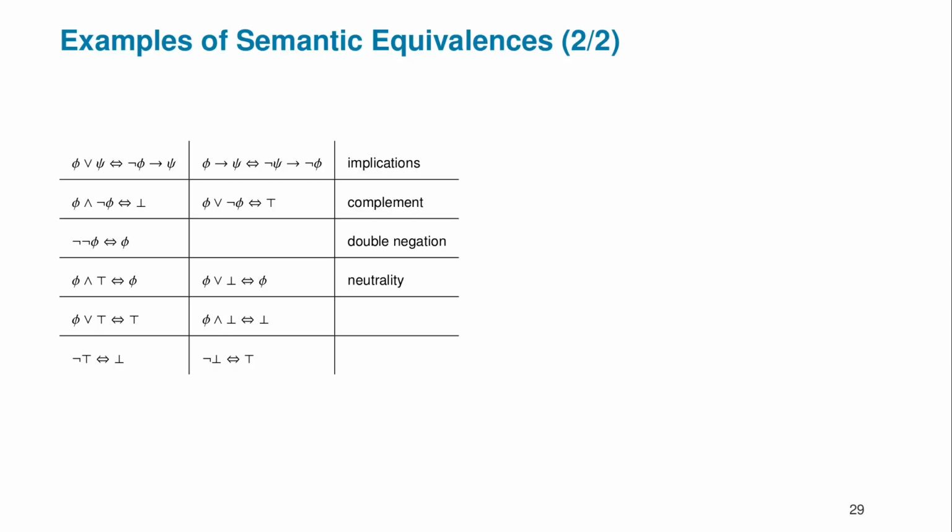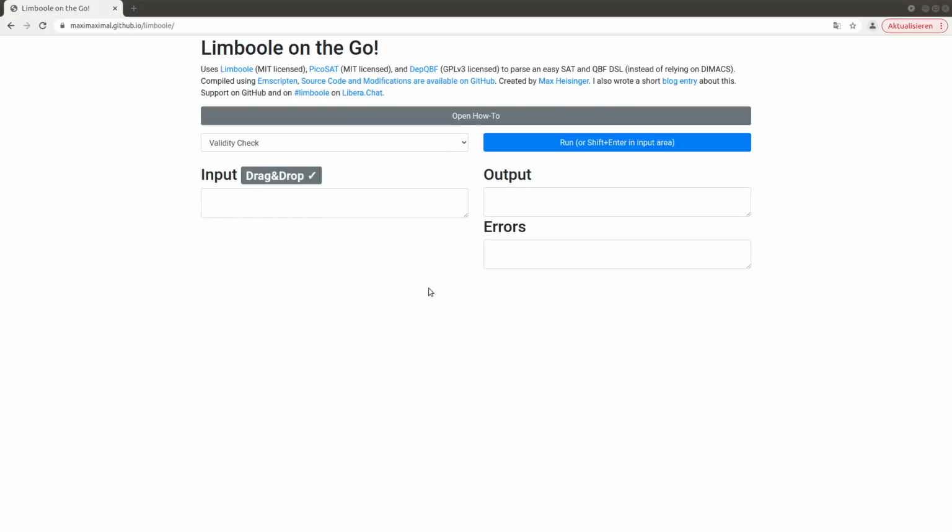To conclude, I would like to show you a quick demo with the Limbo Solver, now with the full language and with validity checking. For this I have to switch my window. Okay, now we use the Limbo Solver with the full language it supports. So let's first start with a satisfiability check. So we ask, is there an assignment under which the given formula evaluates to true?